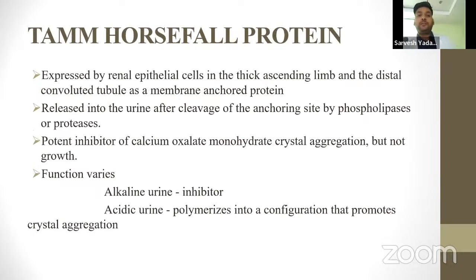Tamm-Horsfall protein is expressed by the renal epithelial cells in the thick ascending limb and the distal convoluted tubule as a membrane-anchored protein, released into urine after cleavage of the anchoring site by phospholipase or proteases. It is a potent inhibitor of calcium oxalate monohydrate crystal aggregation, but not growth. It is functionally variable depending on urine pH. In alkaline urine, it acts like an inhibitor, but in acidic urine it polymerizes into a configuration that promotes crystal aggregation.